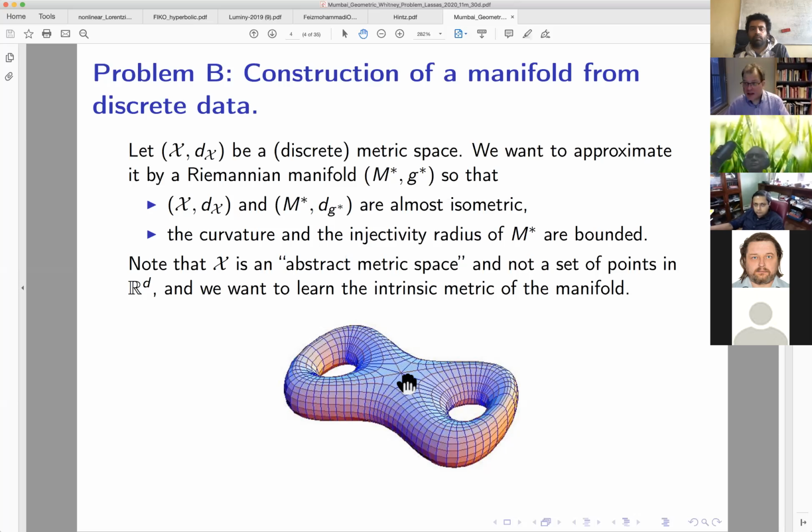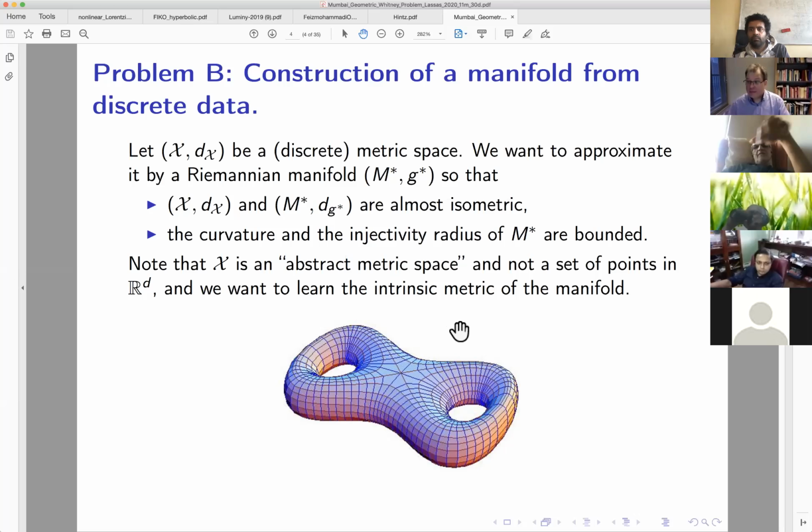And here I emphasize that we are trying to learn an abstract manifold from an abstract metric space. So this is not embedded in any ambient space, but we are interested in learning the intrinsic metric on the manifold. So these are the two problems that we are going to consider.